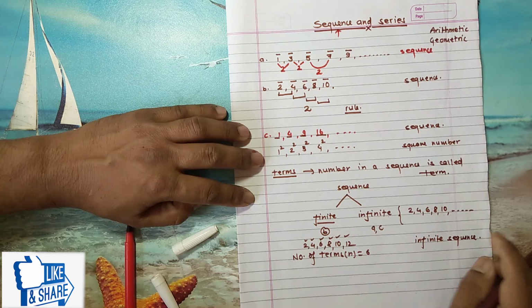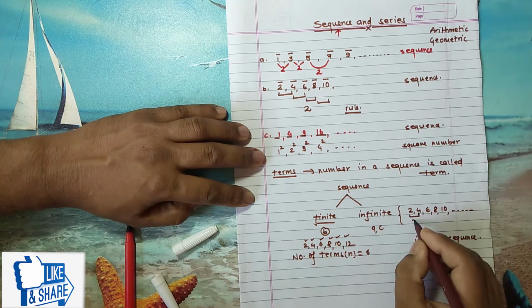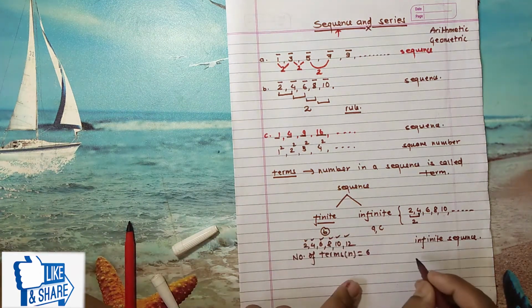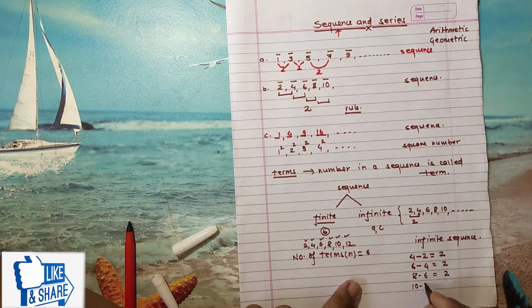It follows a certain rule. Here in each interval we have 2. That means for both here or there, 4 minus 2 we have got 2. Similarly 6 minus 4 we have got 2. 8 minus 6 we have got 2. 10 minus 8 we have got 2. Everywhere same, means constant.